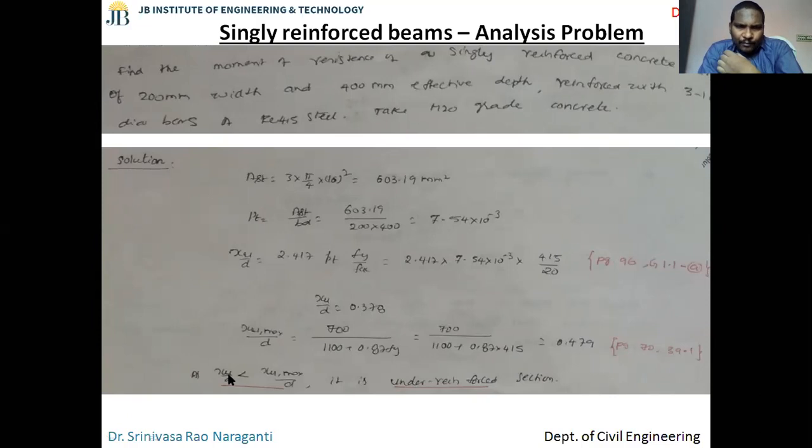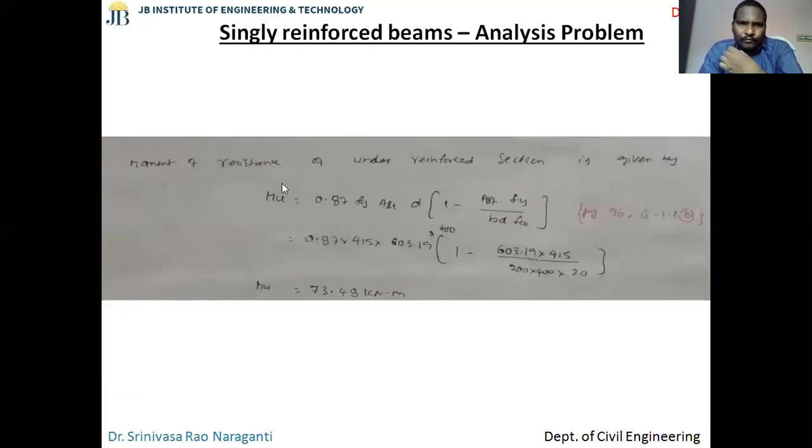Compare. When you compare, the Xu by d value is less than Xu max by d. That means it's an under-reinforced section. That's how we classify it. We find out the Xu by d value, then the Xu max by d value, and compare both of them. Because Xu by d is less than Xu max by d, we categorize this as an under-reinforced section. Now, for an under-reinforced section, I'll use the appropriate equation to find the moment of resistance.